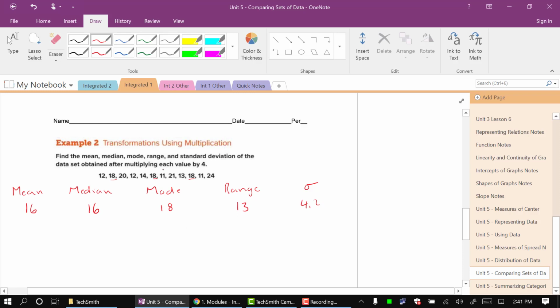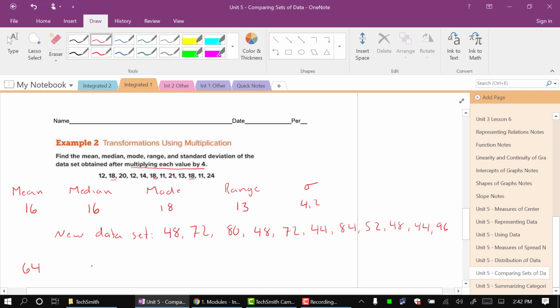Now with this one, we're going to multiply all of them by 4. So our new data set is going to be, when we multiply them all by 4, 48, 72, 80, 48, 72, 44, 84, 52, 48, 44, and 96. So our new mean is just 4 times what our original mean was, so that's now 64.